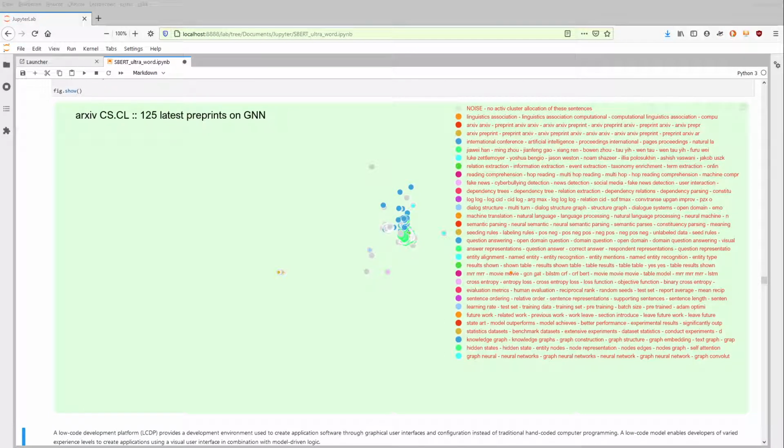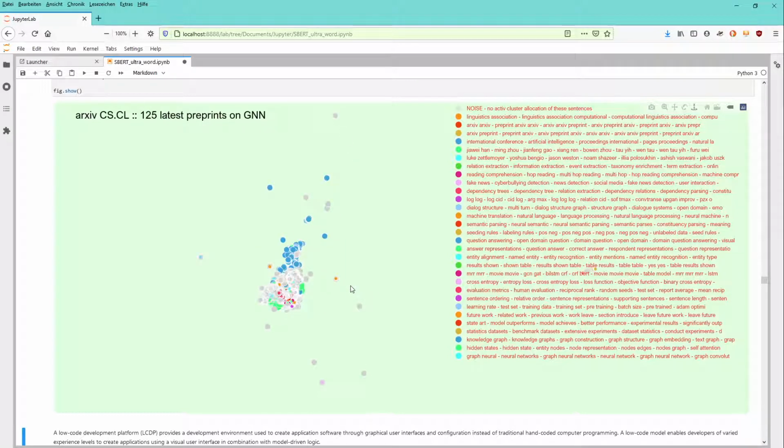Today we have a look at the latest 125 publications. To be correct, they are preprints from the arXiv cs.CL, where "graph neural network" is within the abstract. Those 125 preprints have about 45,500 sentences. And as always, we have a sentence embedding with a BERT model.